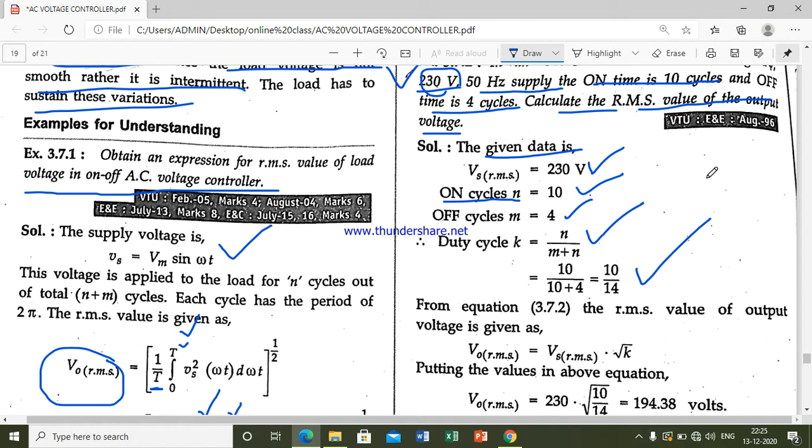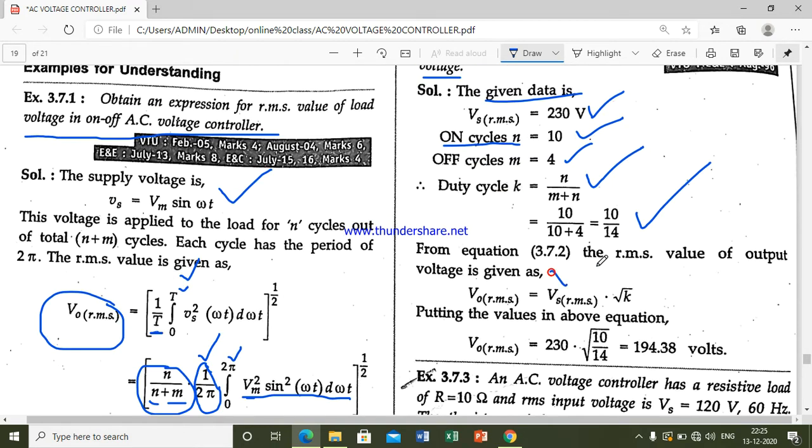From the equation, the RMS value of the output voltage is given by V naught RMS equal to Vs RMS into root k. Next, you can write V naught RMS equal to Vs RMS, which is how much? 230.